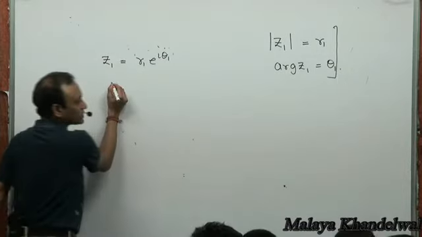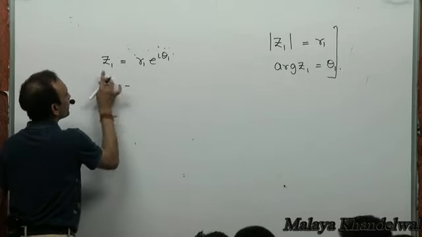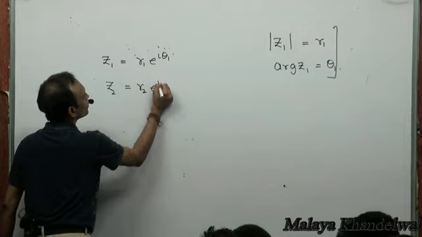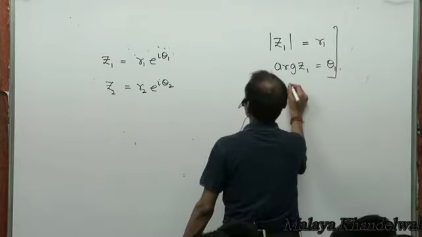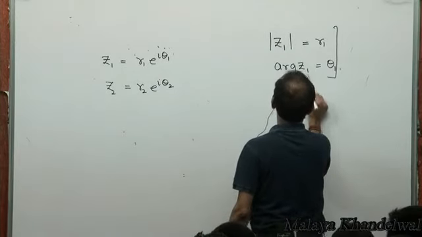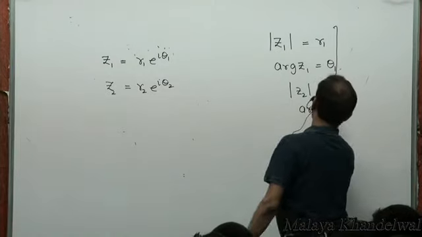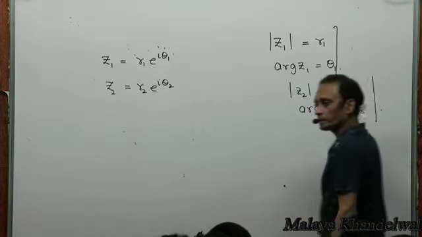Now suppose I have another complex number z2, which is r2 e power i theta 2. Then what is mod of z2? r2. What is the argument of z2? Theta 2. Right?